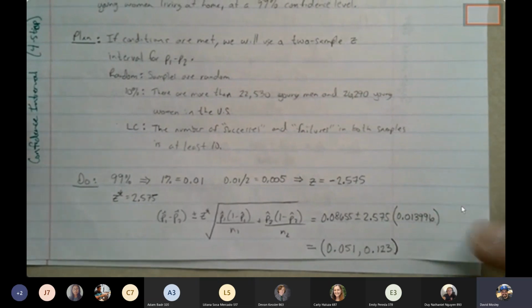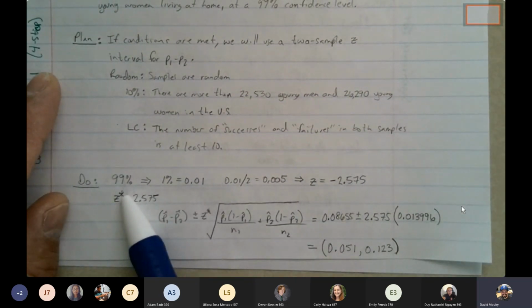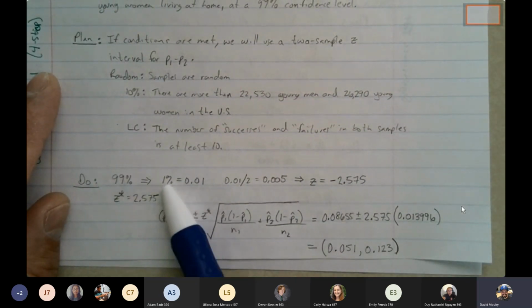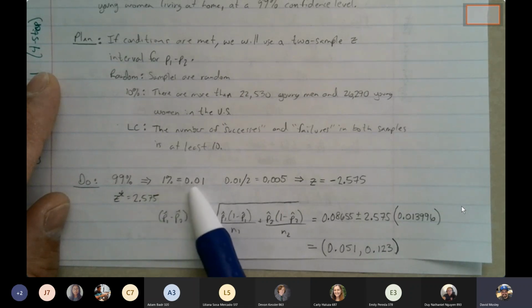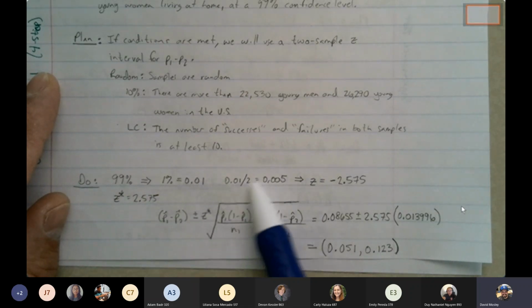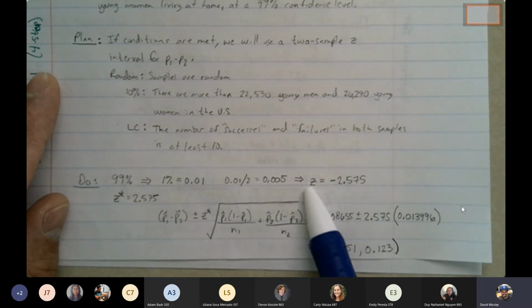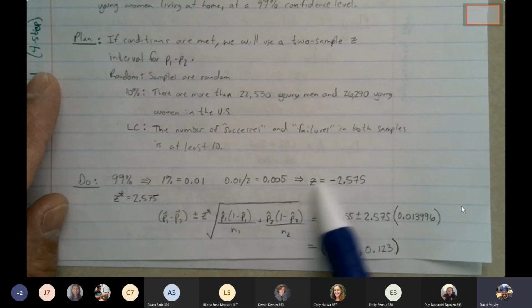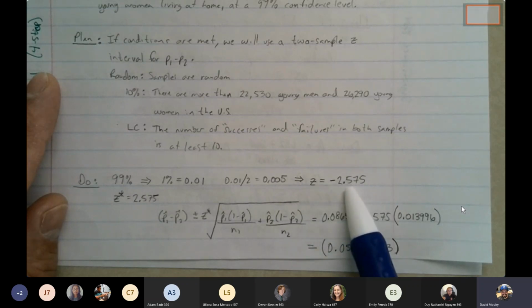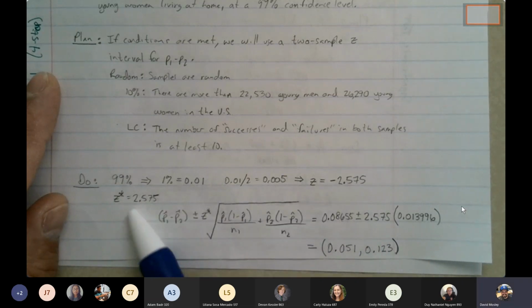Then we get to do some math. If we are doing a 99% confidence interval, then that leaves 1% left over, which is 0.01 as a decimal, which leaves each tail to have 0.005, or 0.5%. This leads to a z-score using table A of negative 2.575, which then leads to a z-star of 2.575, because we just use the positive version of whatever we find on table A.